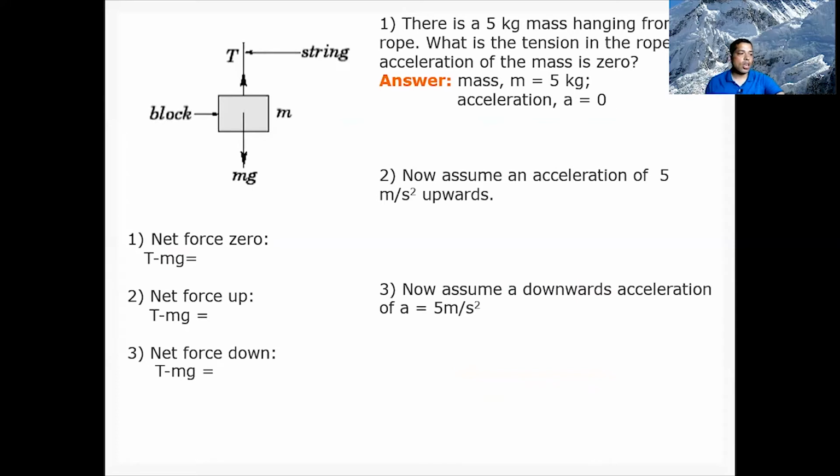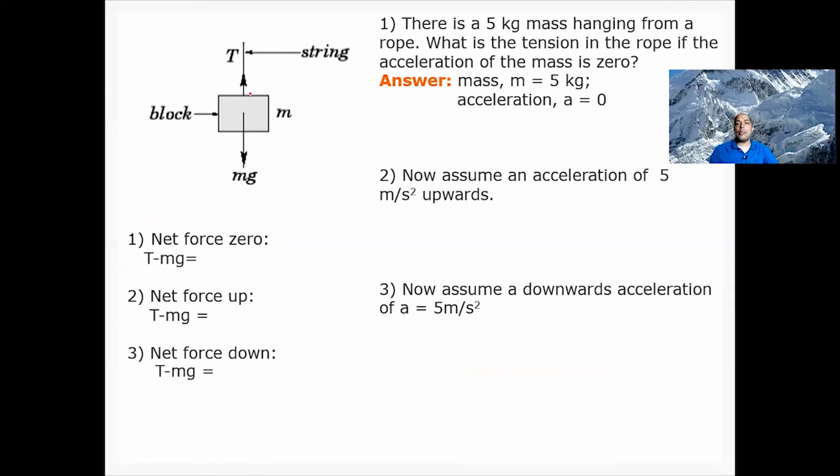Now, let's talk about an example, okay? There is a 5 kilogram mass hanging from a rope. So mass is 5 kilogram. Hanging from a rope, what is the tension in the rope if the acceleration of the mass is 0? So what is your net force here? Net force is, one is T, the other is mg, right? There are two forces. One is T up, mg is down.